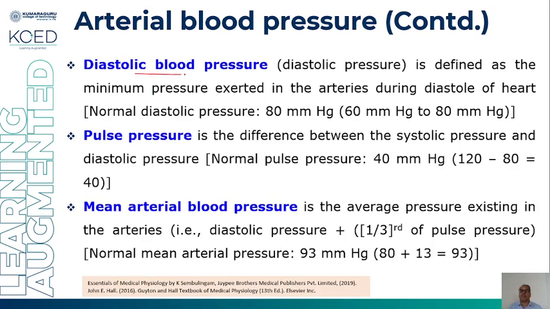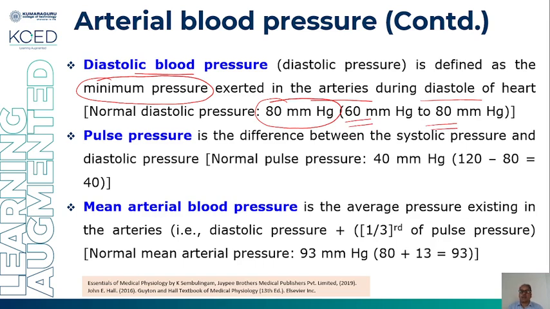What is diastolic blood pressure? It is the minimum pressure. Systolic blood pressure is the maximum blood pressure. Diastolic blood pressure is the minimum pressure, again exerted in the arteries, which happens during diastole. Again in the cardiac cycle you can see atrial systole and diastole, ventricular systole and diastole. Particularly the relaxation of the ventricle, the diastolic part of your ventricle, is responsible for this diastolic pressure, and the normal diastolic pressure is on average 80 mm Hg. It can range somewhere between 60 and 80 mm Hg.